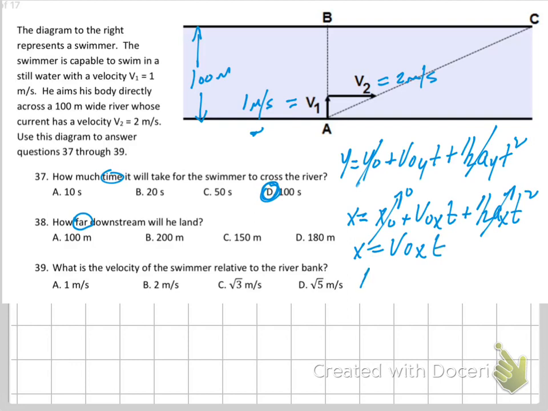The velocity in the x direction is the current, 2 meters per second, times a time of 100 seconds that we solved for in problem 37. That would take us 200 meters downstream.